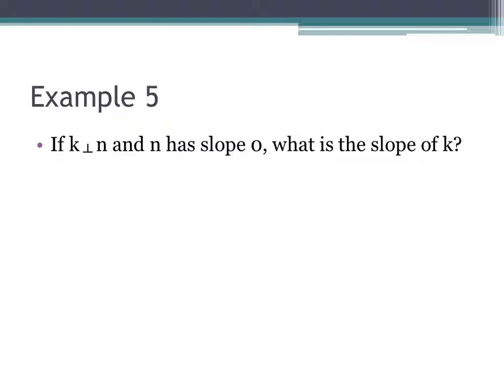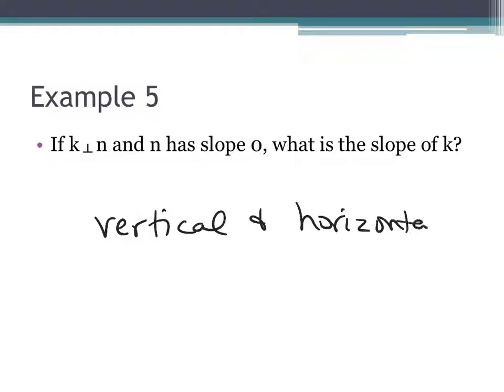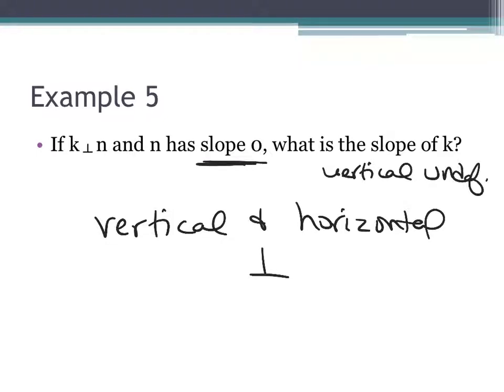If k is perpendicular to n, and n has a slope of 0, what is the slope of k? Undefined. Because remember, on that slide back where we saw about the perpendicular lines, a vertical and a horizontal line together form perpendicular lines. So the horizontal has the slope 0 and the vertical has the undefined. So k would have an undefined slope.